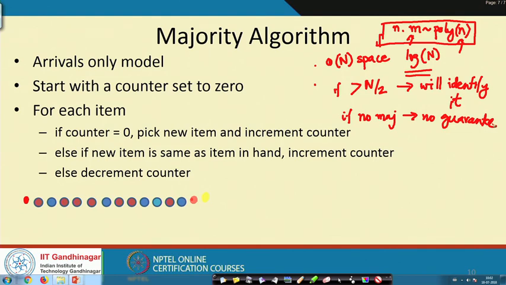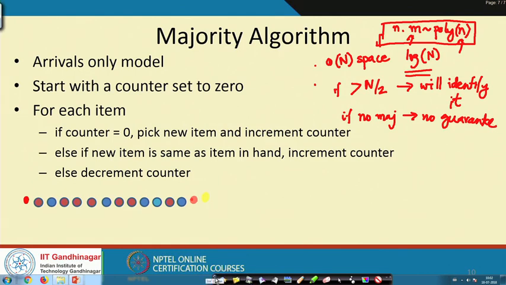But of course, if we were allowed to do one more pass over the data, and this we are going to do only in one pass, you can do away with this restriction. Because once you pick an item, in another pass over the data you can say that this item is really a majority item or there is no majority. You can distinguish between these two cases. So in one pass we will not be able to do that.